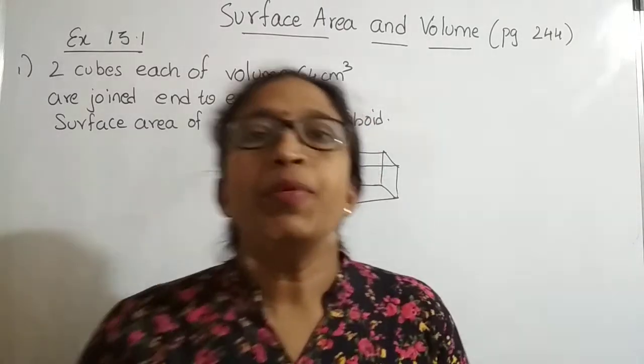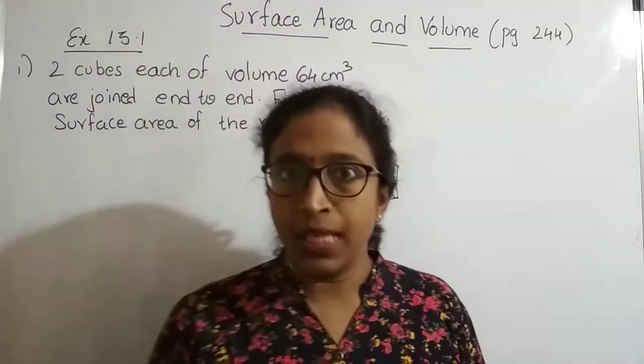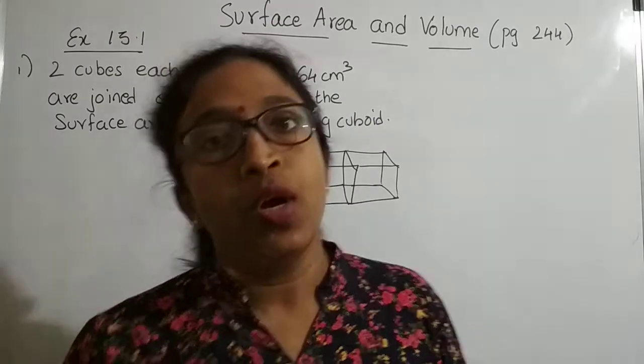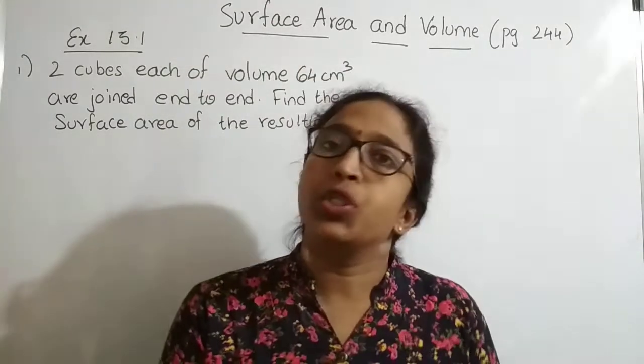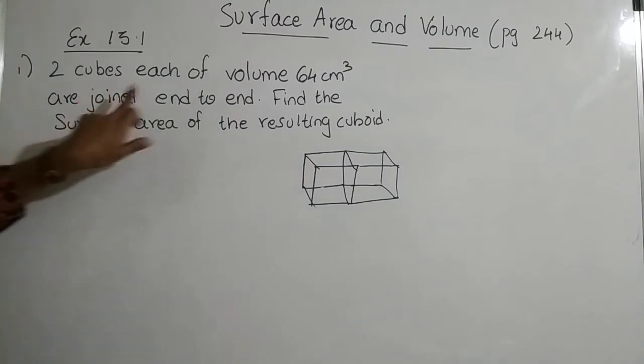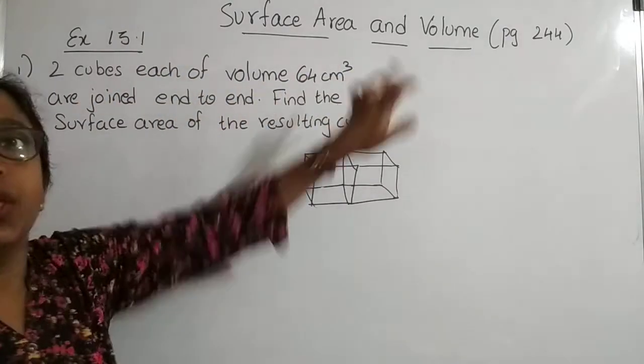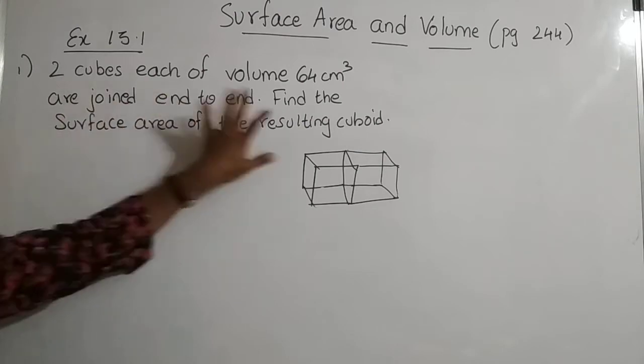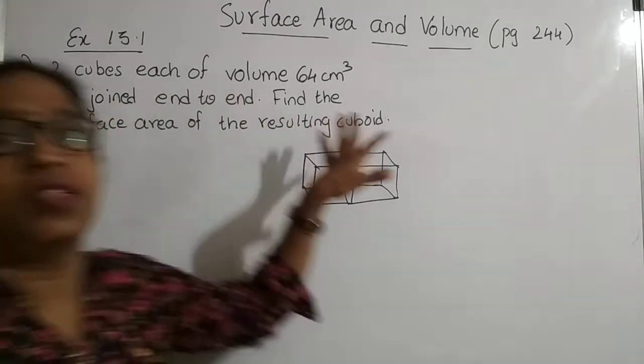Students, so today we'll be solving exercise 13.1 and this exercise is based on finding the surface areas of combinations of solids. Okay, let's go to the first sum. It says that two cubes each of volume 64 centimeter cube are joined end to end. Find the surface area of the resulting cuboid.